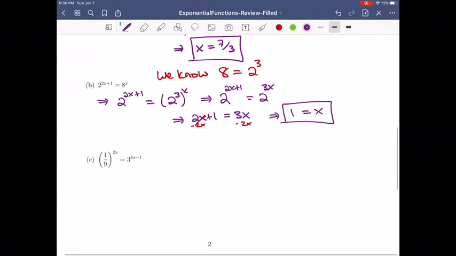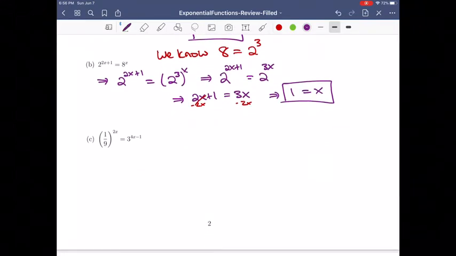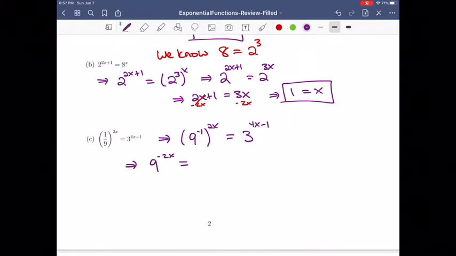Let's try another one. So here I have 1 over 9 to the power 2x is equal to 3 to the power 4x minus 1. So not in the same base, but I see this 9 here, and I know 9 is 3 squared, so maybe I can put them in the same base. So 1 over 9 is actually 9 to the negative 1. So that means that this is actually 9 to the negative 2x equals 3 to the 4x minus 1.